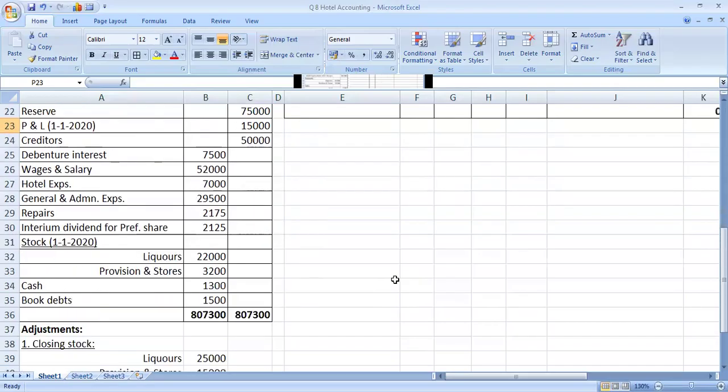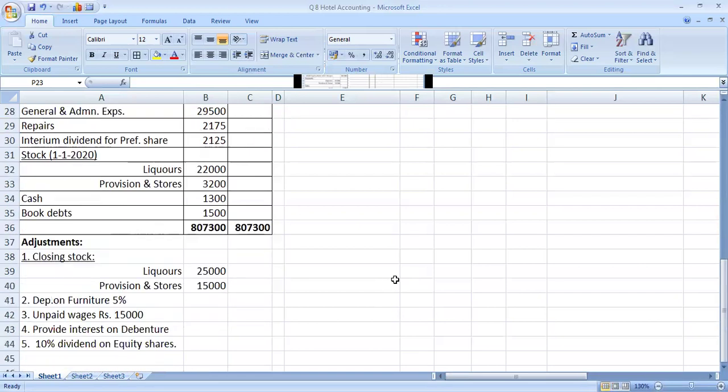Next, under the heading of opening stock, liquor 22,000, provision and stores 3,200. Opening stock should be taken in the profit and loss account debit side under the heading of materials used. Then cash 1,300, this is a current asset. Book debts 1,500, this one is also a current asset. Total of the trial balance is 8,07,300. Adjustment number 1, closing stock: liquor 25,000, provision and stores 15,000.